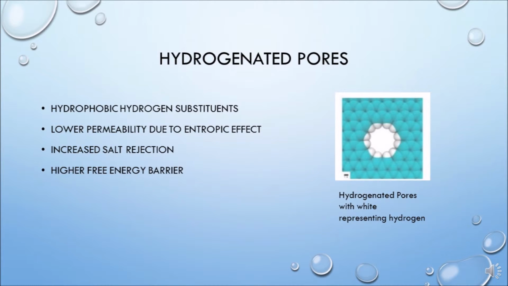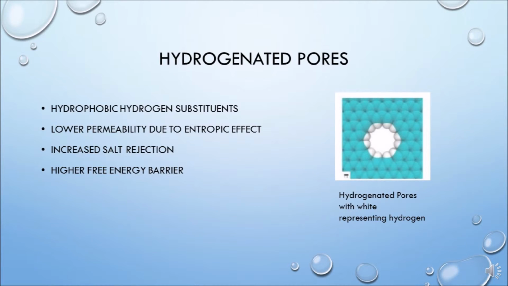The other type of pore that are used in membranes are hydrogenated pores. These pores have a lower permeability than the hydroxylated pores. This is a result of the hydrogenated pores being hydrophobic, which causes the entropic effect. This makes the water molecules passing through the pores more ordered and reduces the amount of configurations of the water that the water molecules can form. Because of this, permeability is greatly reduced.